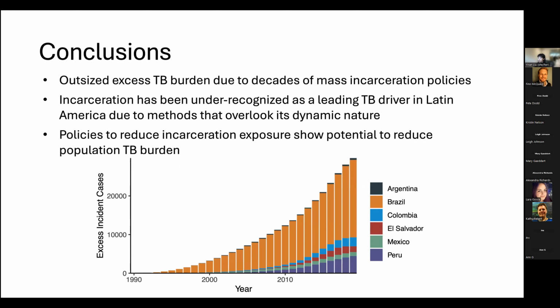Okay, so some conclusions. To date, we've really failed to recognize the extent to which mass incarceration has generated an outsized excess burden of TB. And due to a lot of these methods that have overlooked the dynamic nature of incarceration, we've really under-recognized incarceration as one of the leading drivers, if not the leading driver, in a lot of these countries. And again, policies to reduce exposure to incarceration, either by reducing entries into prison or by reducing the length of incarceration, have the potential to reduce population TB burden.